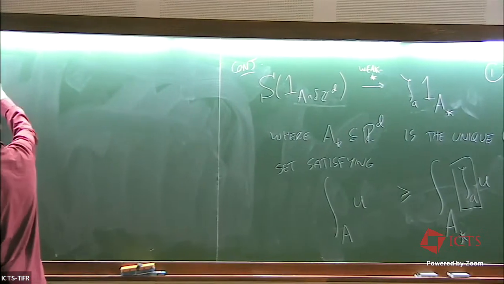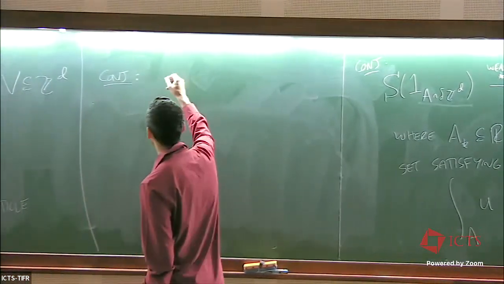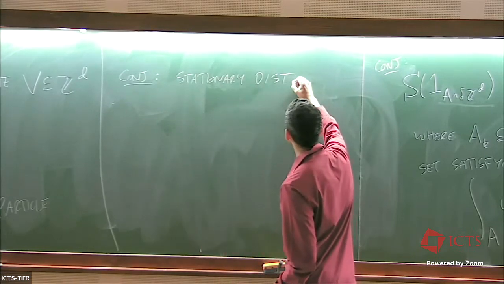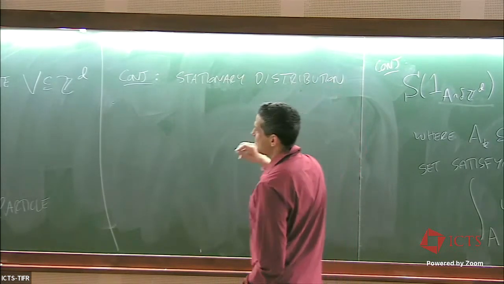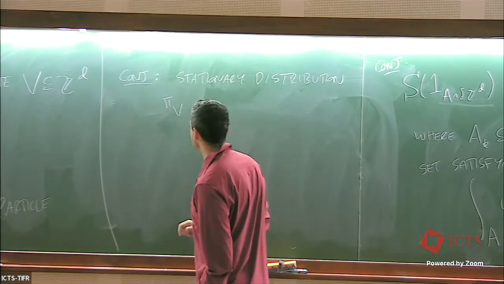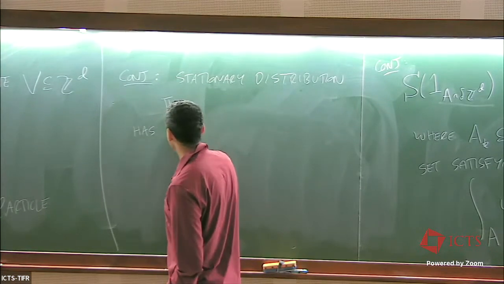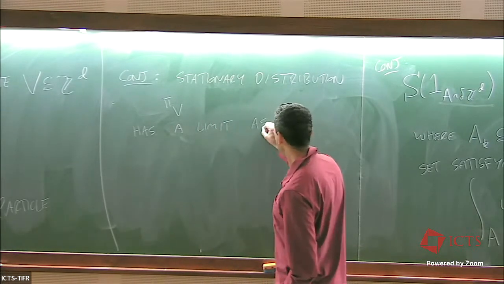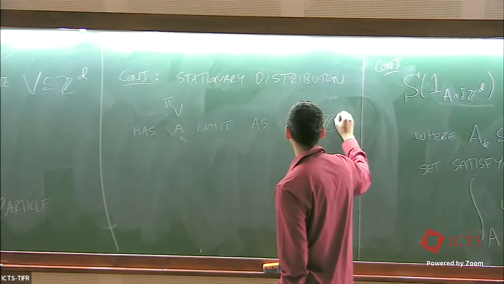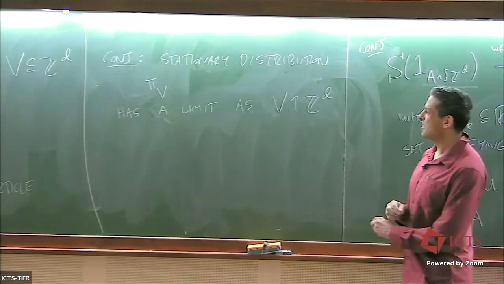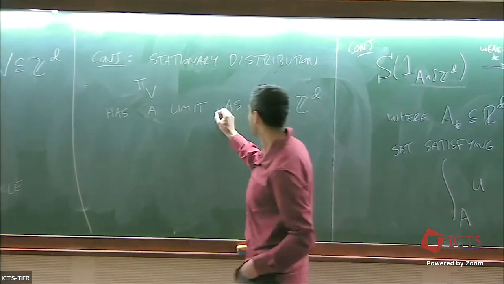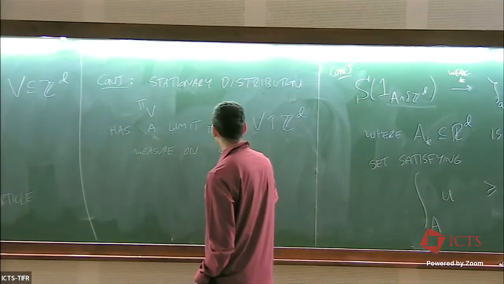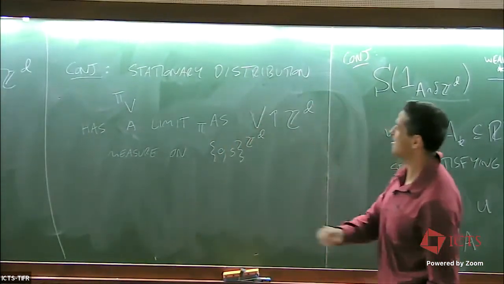I have a bunch of conjectures about it, of which I'll just state one, which is that the stationary distribution, so that depends on your finite set V, has an infinite volume limit as V increases to Z^d. So the limit is a measure, again, on spatially infinite configurations of sleepers.